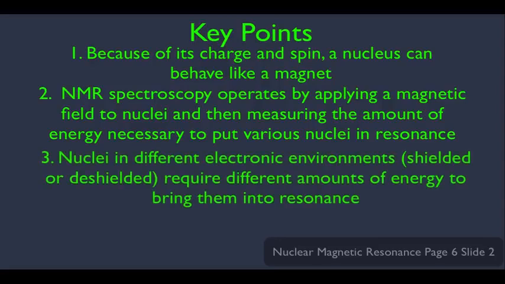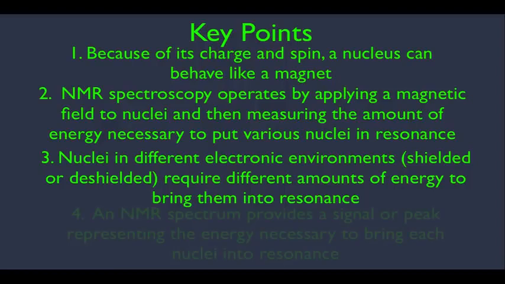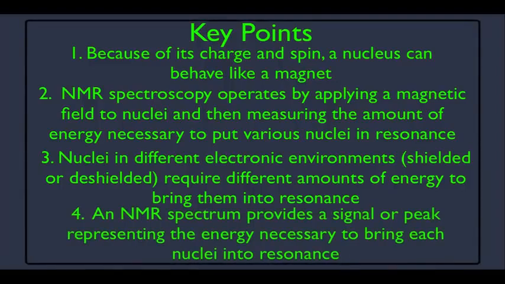Let's look at number 3 here. 3 says nuclei in different electronic environments, in that case shielded or de-shielded, require different amounts of energy to bring them into resonance. Another very important key point. And 4 here, an NMR spectrum provides a signal or peak representing the energy necessary to bring each nuclei into resonance. And this, we're going to see, helps us determine structure.